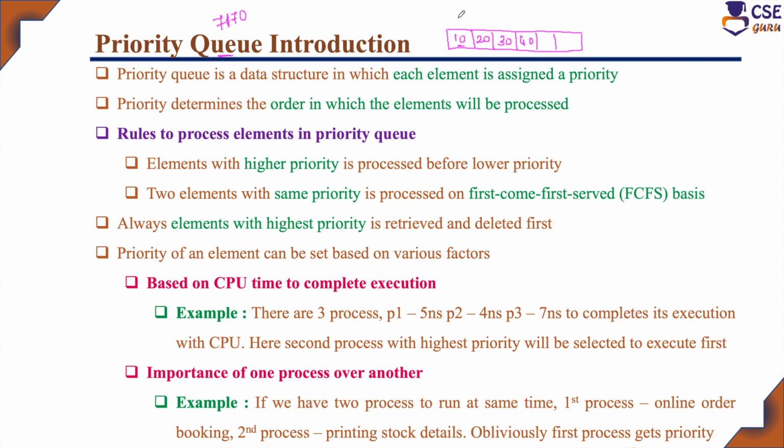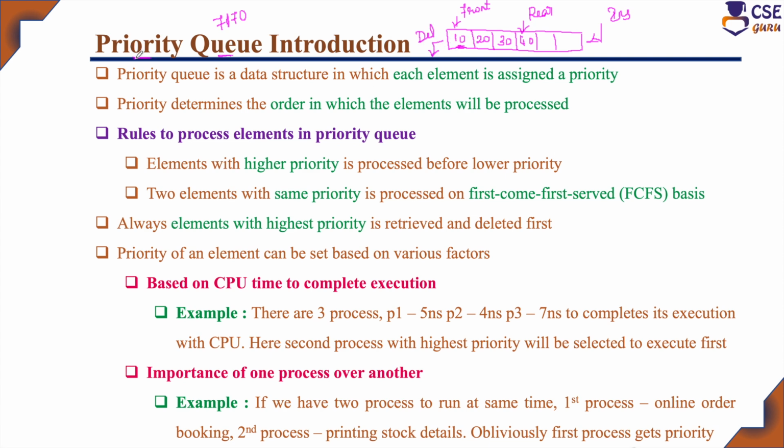The first element here is 10, and the first element will be pointed to by the front pointer, and the last element in the queue will be pointed to by the rear pointer. So the first element inserted into the queue, that is, the element pointed to by the front pointer, will be deleted first. So always deletion happens at the front end and insertion happens at the rear end. This is nothing but the queue data structure.